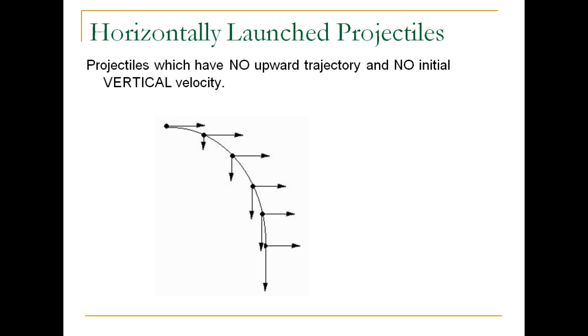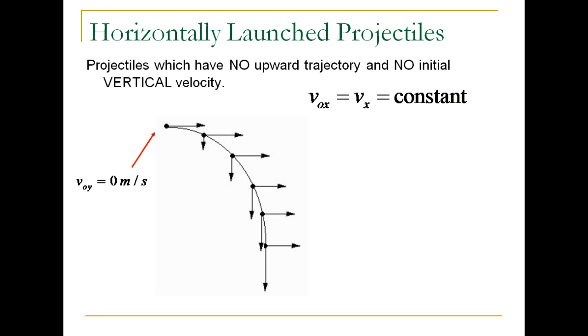So horizontally launched projectiles are the easiest to do, and we'll talk about why when we get to the equations. These are projectiles which have no upward trajectory and no initial vertical velocity. That's like taking a tennis ball and throwing it straight off the top of a building straight outward. There's no vertical velocity in the upward direction. So that's a horizontally launched projectile. The initial velocity in the y direction will always be 0, 0 meters per second. So the velocity in the x direction is equal to the initial velocity in the x direction, and it's constant.